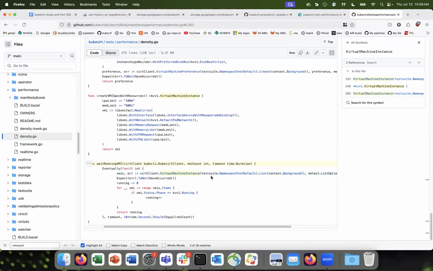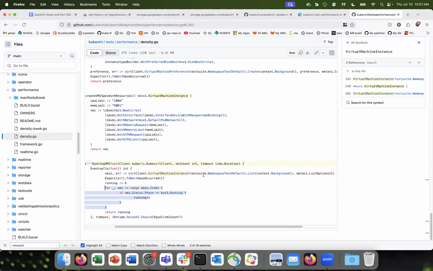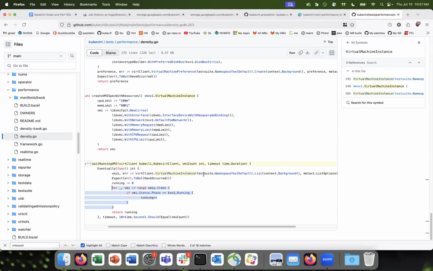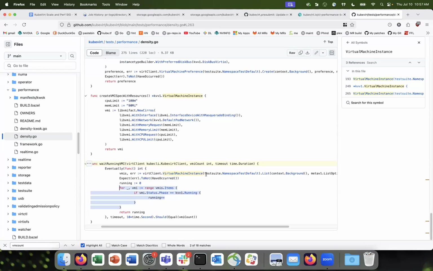Is there any way this could be getting VMIs from other jobs or something? I don't feel like that would be possible. We have our own namespace, right? And then it just creates, hits 100, starts from 0, counts up, sees 100 running, and then done. I don't know what would make this pass if our metrics are telling us we're not even getting to 100.